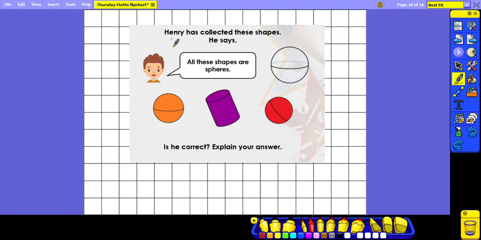For this question, Henry has collected these shapes. He says, all these shapes are spheres. Is he correct? Explain your answer. Okay, so we're going to go through them one by one. This first one, I can see it definitely is a sphere. It looks like a football. The red shape here is also a sphere. And the orange shape is a sphere, but this purple one definitely isn't. This is, of course, a cylinder.